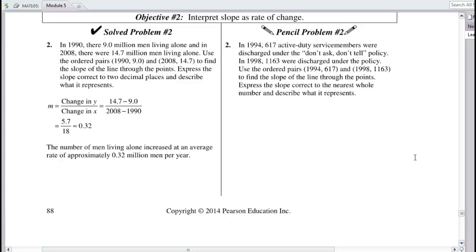In 1994, 617 active duty service members were discharged under the Don't Ask, Don't Tell policy. In 1998, 1163 were discharged under the same policy. Use the ordered pairs to find the slope of the line through the points. Express the slope correct to the nearest whole number and describe what it represents. Okay, so this is nothing new, but it's an interpretation of slope.